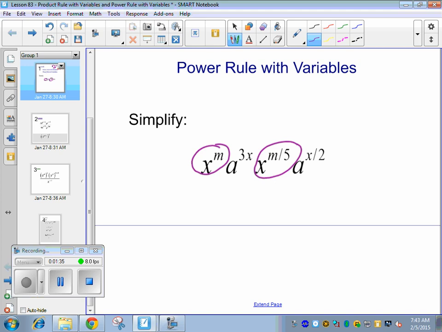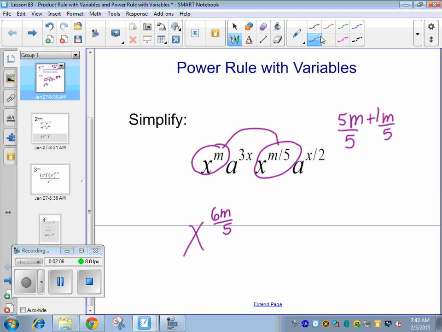Alright, so let's add exponents, and off to the side maybe somewhere, or wherever you want to add exponents, we're going to end up with an x, and then we just have to add m plus m over 5. We need a common denominator of 5, so I would multiply this one by 5 over 5. So then what I really have is 5m plus 1m, and so we get 6m over 5.